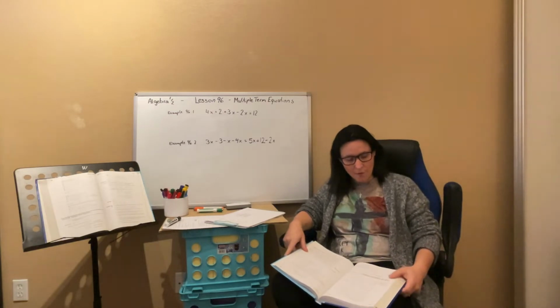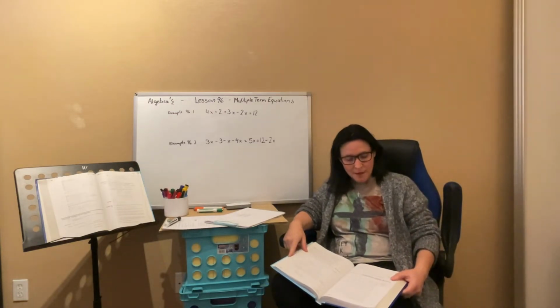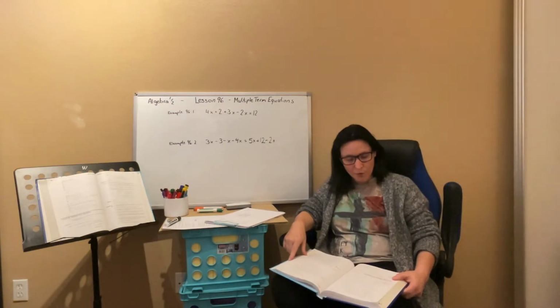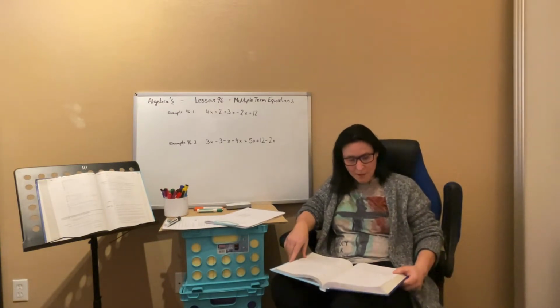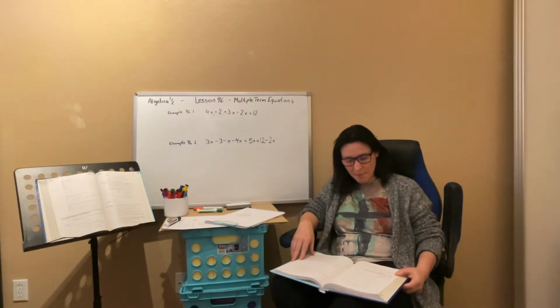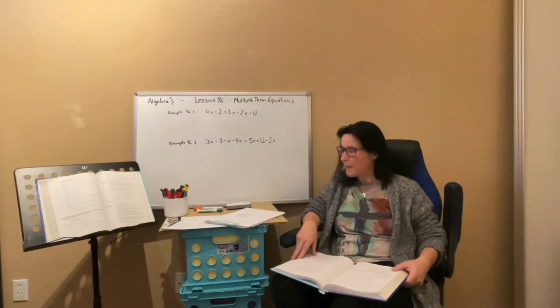Today we're going to go over lesson 96. It is on page 298 and it's about multiple term equations. So in the book it says, when equations have like terms on either side of the equal sign, the first step in the solution is to combine the like terms.